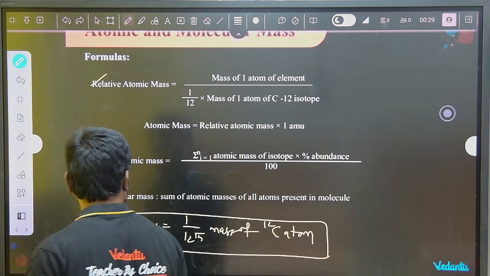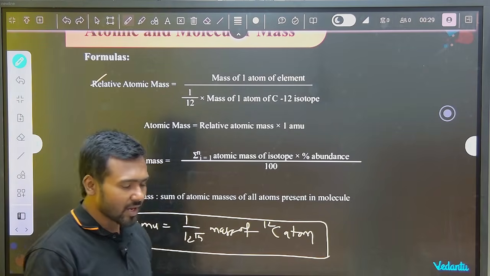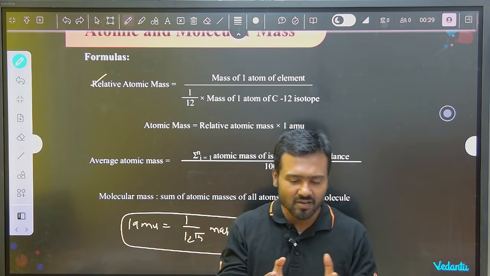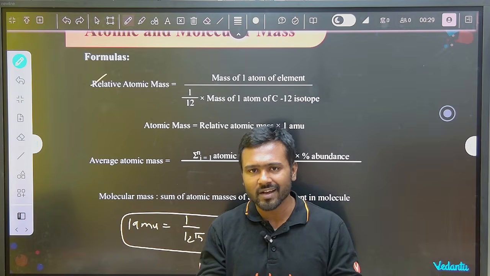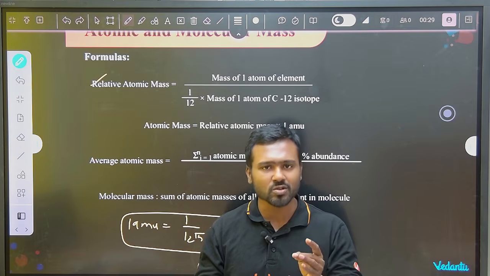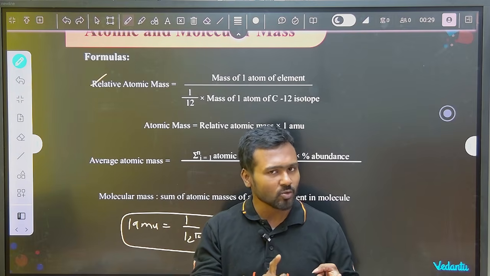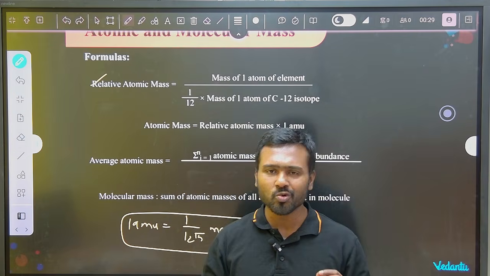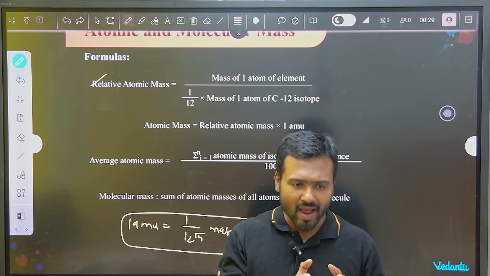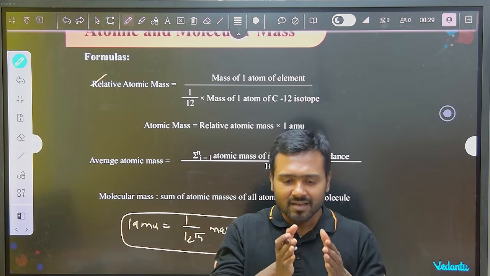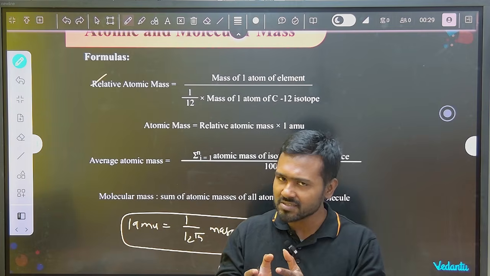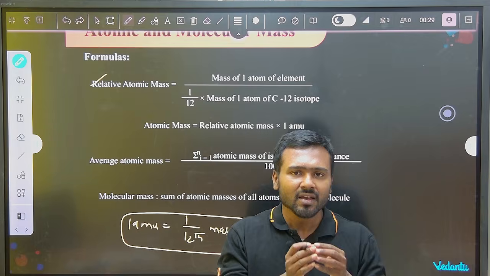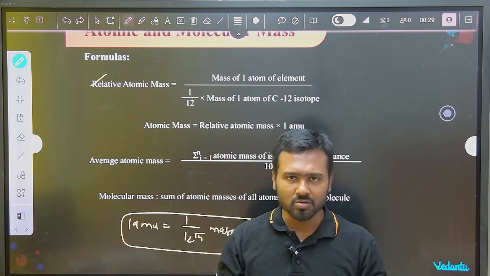Next, if you want to find the molecular mass, what you have to do is add the mass of all the atoms. Let's take glucose. The glucose formula is C6H12O6. In that, 6 carbon atoms are there, 12 hydrogen atoms are there and 6 oxygen atoms are there. So for the glucose molecular weight, you add 6 carbons' atomic weight, 12 hydrogens' atomic weight and 6 oxygens' atomic weight. The total of the atoms' weights gives the weight of glucose.